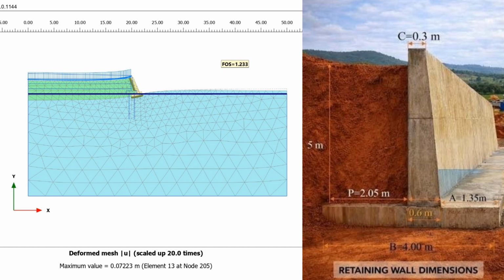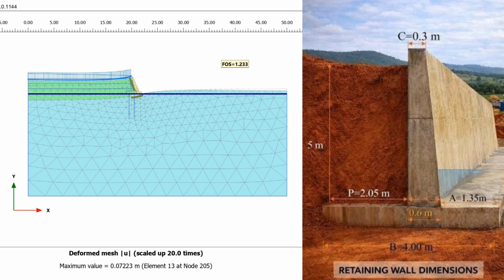This project has shown, as you see in the picture, that this retaining wall has failed. It shows that the factor of safety is 1.2, which is lower than the minimum factor of safety of 1.5. This shows that the retaining wall that was designed was low, and that slope, that retaining wall, is going to fail.